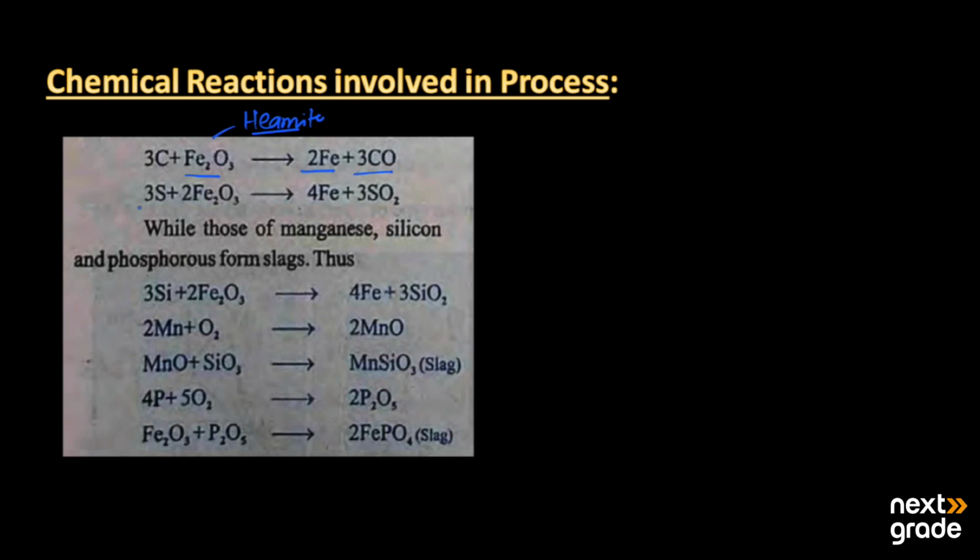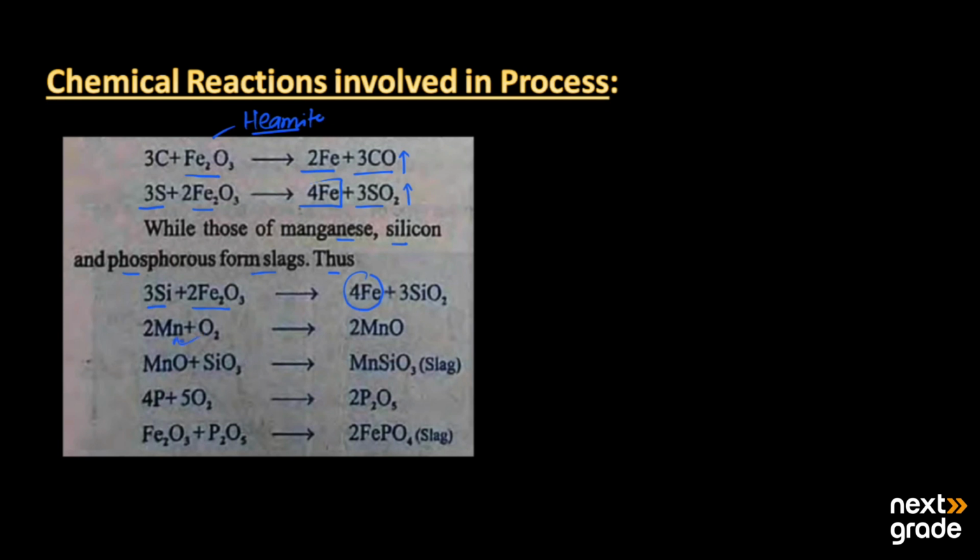On the other hand, if we have the reaction with sulfur, the hematite Fe2O3, that is iron oxide, we gain iron and sulfur dioxide, which is a waste gas, and it will be removed from the chimney above. Manganese and silicon and the other one, phosphorus, will form the slags. Now how will they form the slags? If we have silicon, when it comes in contact with the iron oxide, it will form silicon dioxide and the iron that we gain.